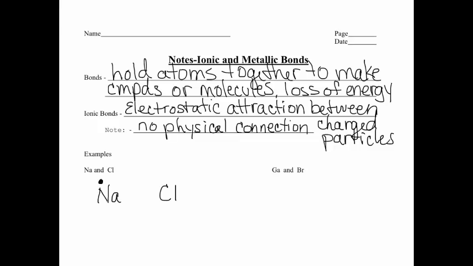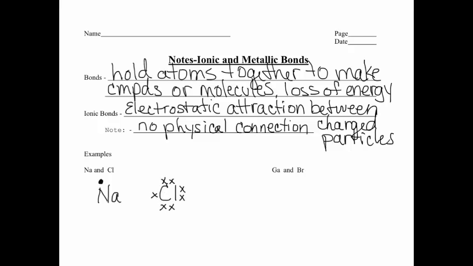If you recall, when we put our dots, the first 2 go on top to represent the S sublevel, and then we put 1 on each side to represent the 3 P's before we go back and add in the rest. So with this illustration, you can see sodium has just 1 valence electron, and chlorine has 7 around it.